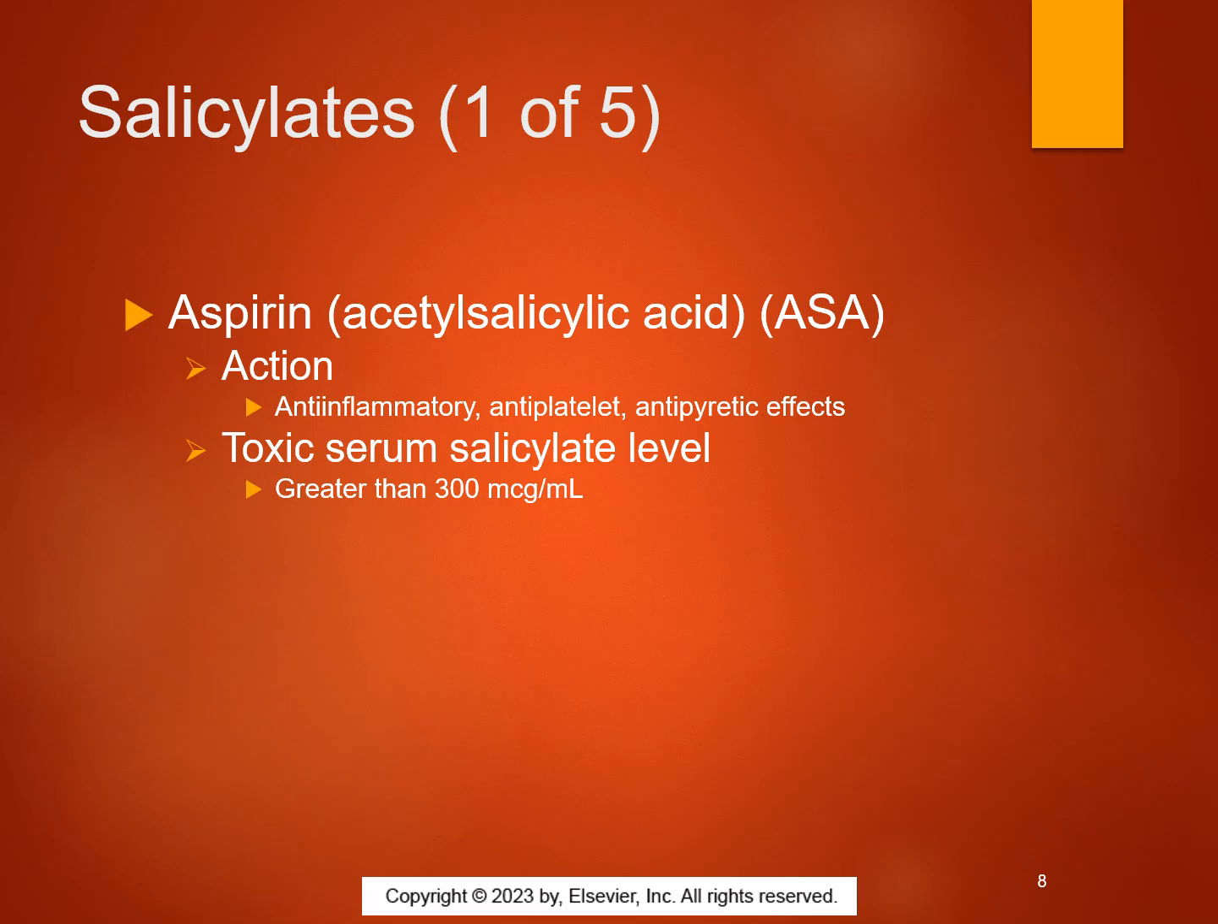So if a patient has GI upset with aspirin, the MD may prescribe an enteric-coated aspirin instead. Some toxicity alerts. A serum level greater than 300 mcg/mL is toxic, so you want to watch for tinnitus as an early sign. That's ringing in the ears. So if a patient complains of that, you want to make sure you hold the aspirin and call the MD. Confusion and hyperventilation are also toxicity alerts.